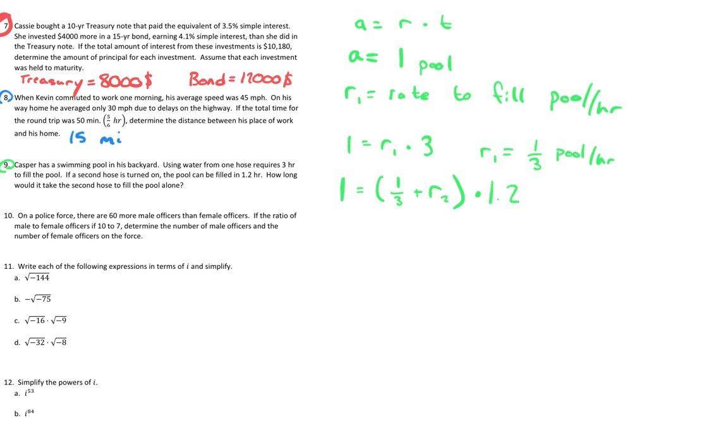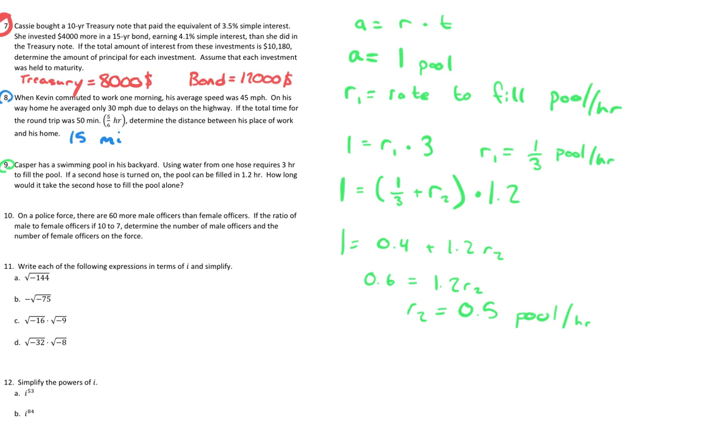So now if we solve for R2 here, we can go ahead and distribute this out. So we get 1.2 divided by 3 is 0.4 plus 1.2 R2. So from here we get 0.6 equals 1.2 R2. So R2 equals 0.5, and this is our rate. So it's the number of pools that we fill per hour, basically. So we fill half the pool in 1 hour.